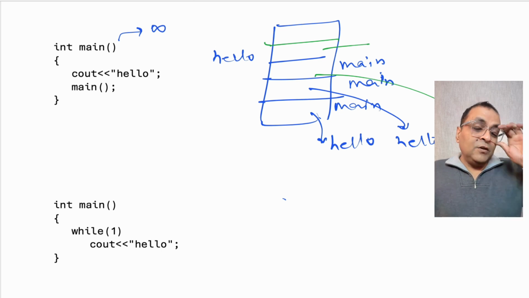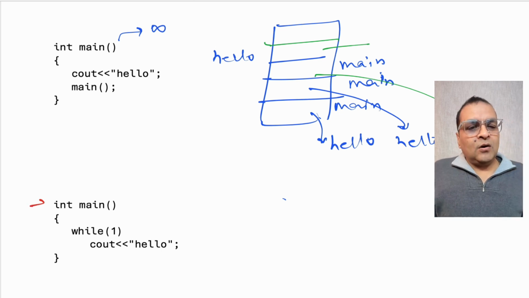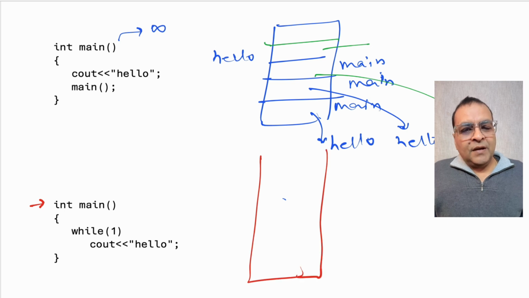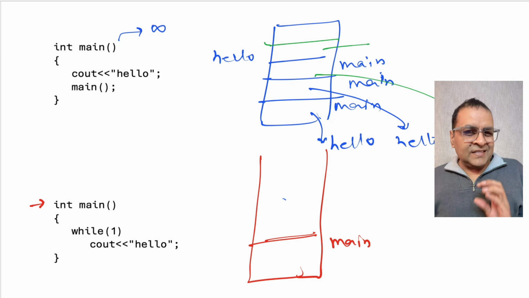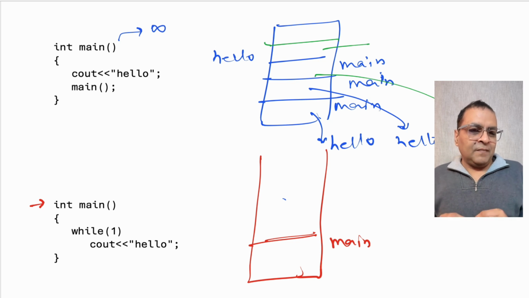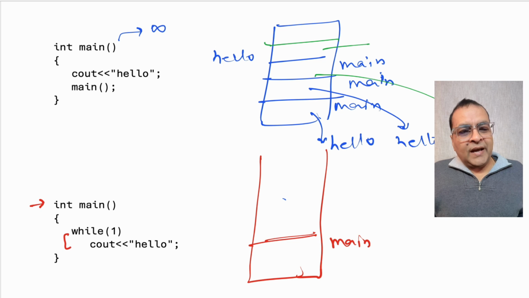Now in this case, we do not have recursion and the main function is called only once. If the main function is called only once, then there will be only one stack frame of the main function. There will be only one instance of the main function inside the memory stack. And that stack frame of the main function will keep on executing infinitely because we have this infinite while loop. The condition of the while loop is always true, and therefore it will keep on printing hello infinitely. So unless we explicitly kill it, this function will keep on printing hello.